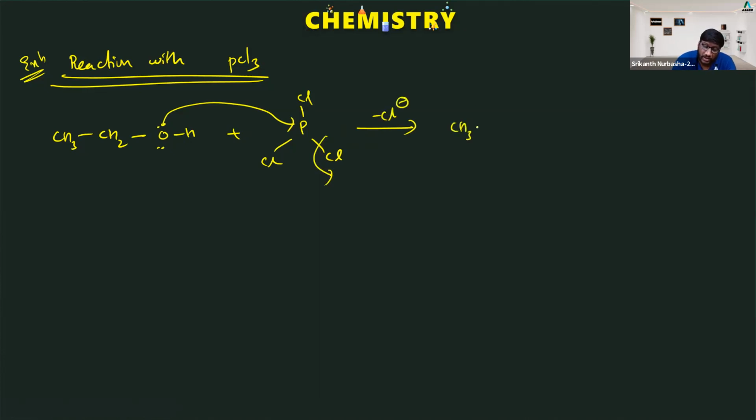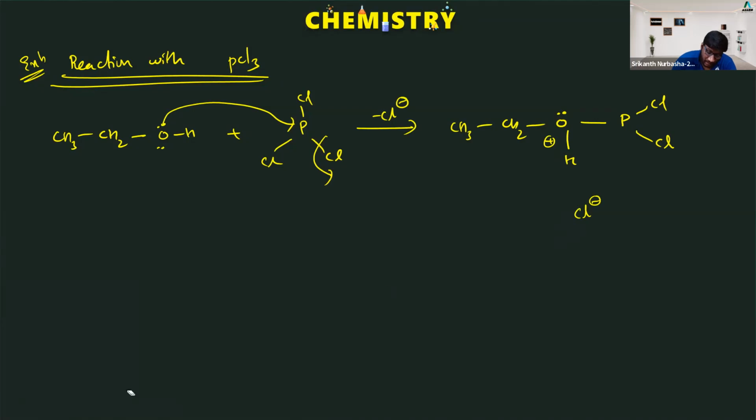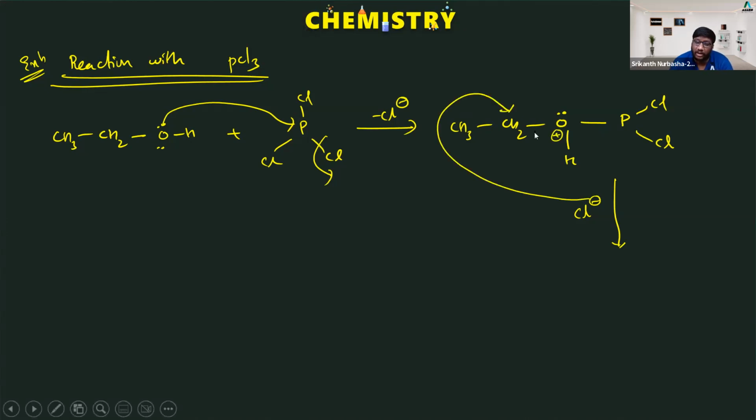So it generates what? CH3CH2. Oxygen has only 1 lone pair. The other lone pair is involved in the new bond formation, the oxygen-phosphorus bond. Phosphorus has 2 chlorines now, and the chloride ion is lost. The chloride ion which is lost in the previous step will now go and attack the electrophilic carbon, because this carbon is connected to oxygen which bears a positive charge. So Cl minus attacks from the backside. So what is this attack called, SN1 or SN2?